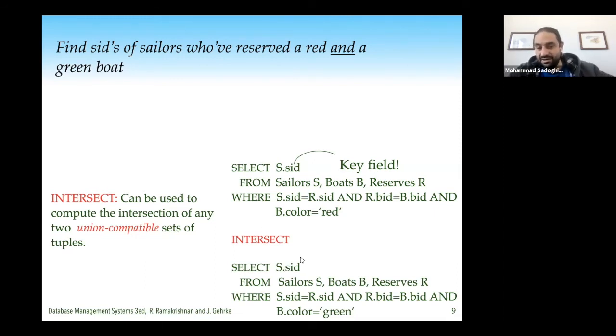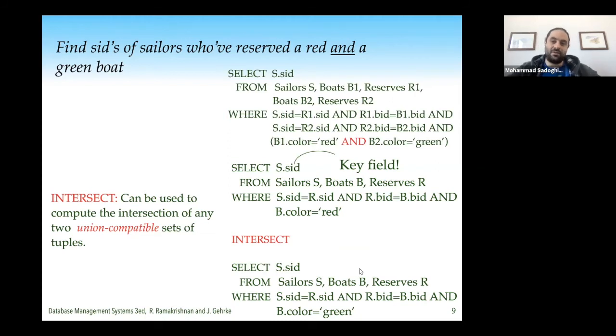Get a list of red, get a list of green, intersected under SID, and if it appears in both lists, then it's going to be part of the intersect and part of the answer. But what about this one? And that's a little bit closer to what you were mentioning, actually. So what's happening in this top query? Is this a valid one? Does that make sense?